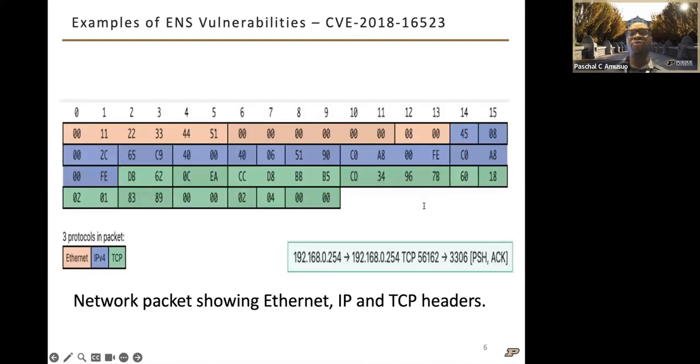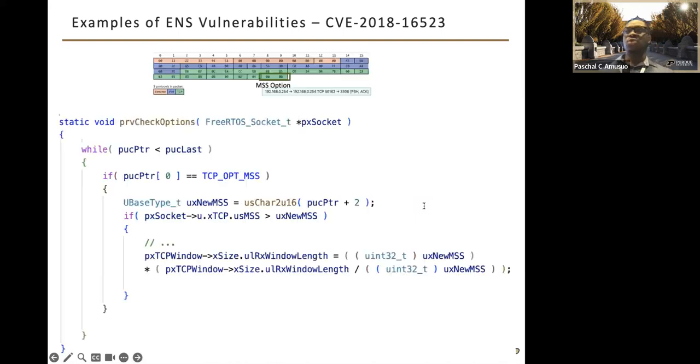Before we look at an example of an ENS vulnerability, here is a network packet comprising the Ethernet, IPv4, and TCP headers. Here, let's indicate one field, the MSS option field, with a brown box. Here is a snippet of code from FreeRTOS as of 2018 when this vulnerability was discovered. I'll use this example to illustrate what an ENS vulnerability looks like. FreeRTOS is an open source embedded operating system that is currently maintained by AWS.